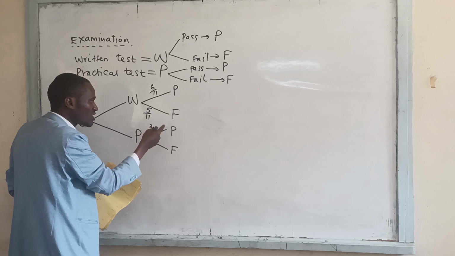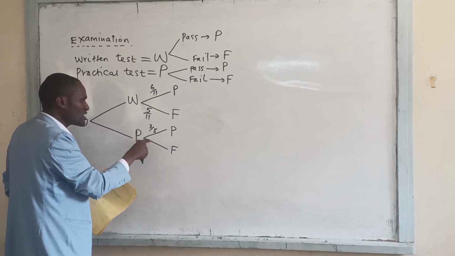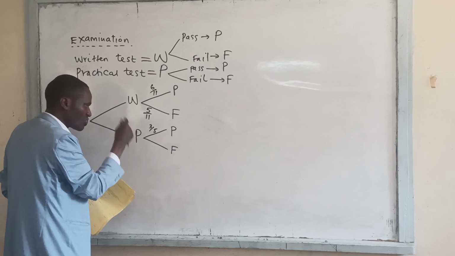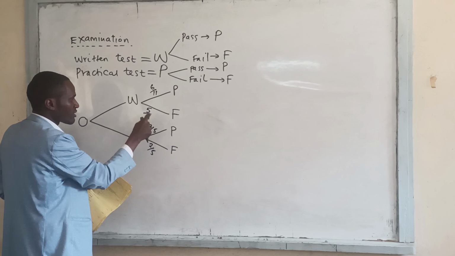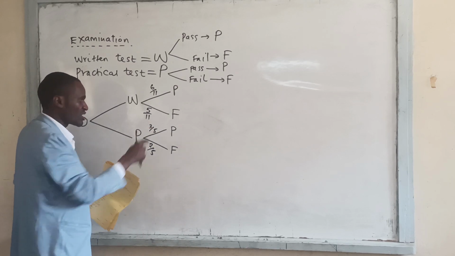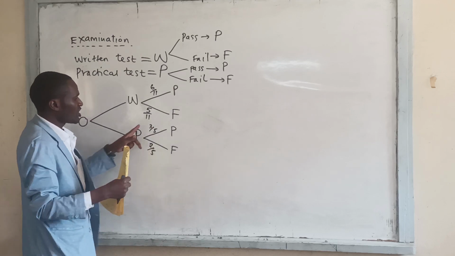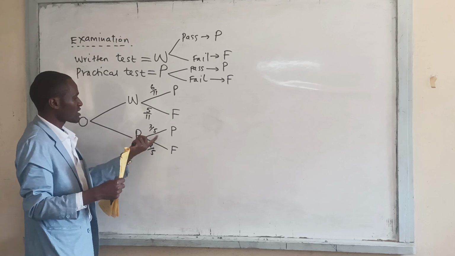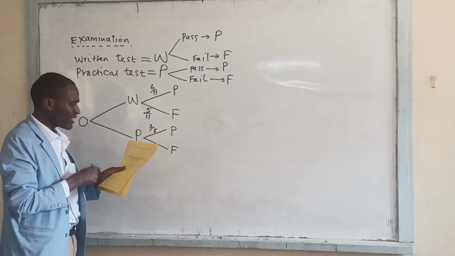How? The probability of passing the practical test is 3 over 5. Now, what is the probability of failing the practical test? 2 over 5. How? 5 minus 3 gives us 2. So it will be 2 over 5. So that 3 over 5 and 2 over 5 should give us the whole number 1. You get the point?